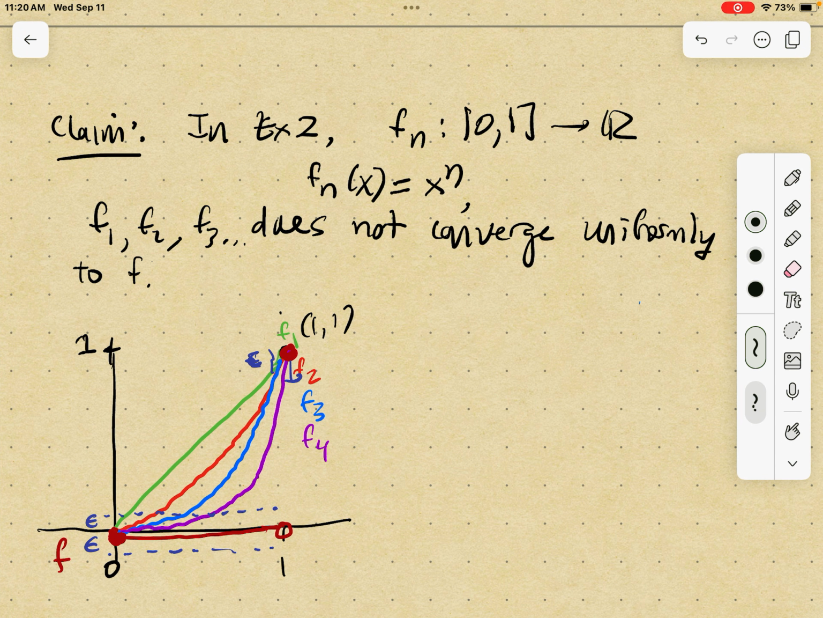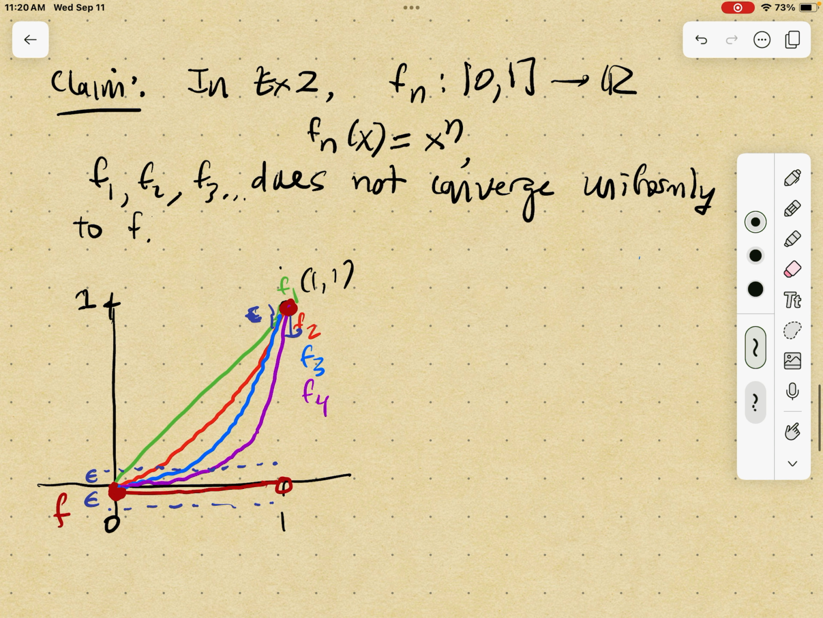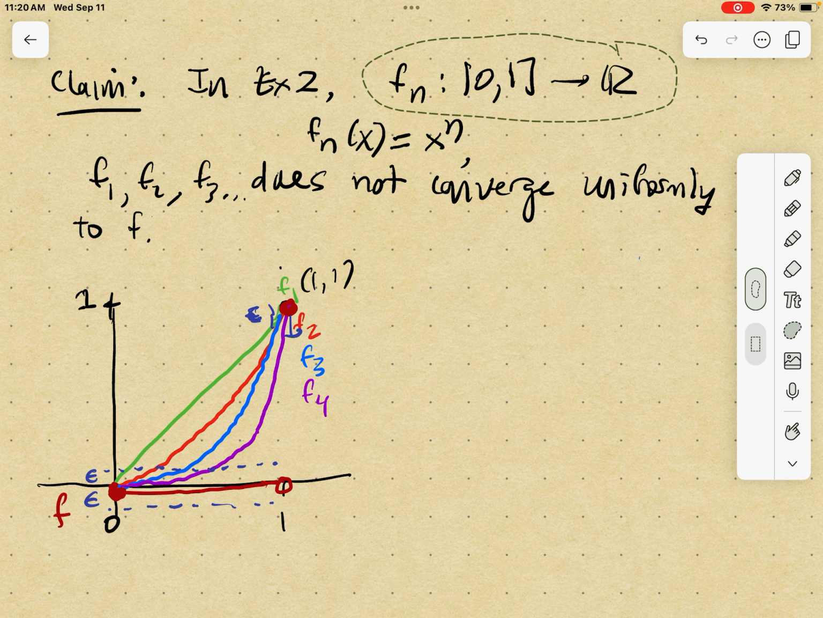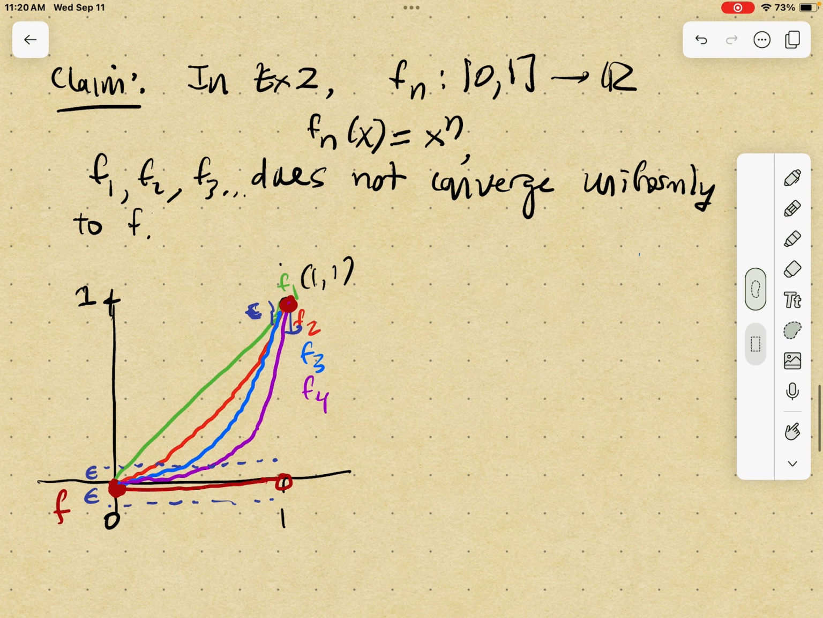Okay, in a previous video we gave an example of a sequence of functions that converges uniformly, and now I want to give an example of a sequence of functions that does not converge uniformly. We introduced a sequence of functions f sub n from the closed interval from 0 to 1 to R, given by f sub n of x equals x to the n. And I claim that the sequence does not converge uniformly to f.